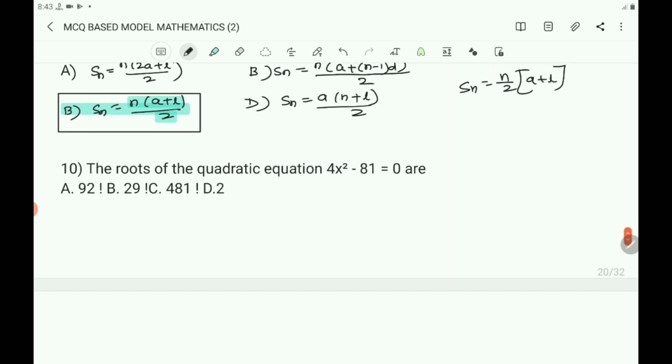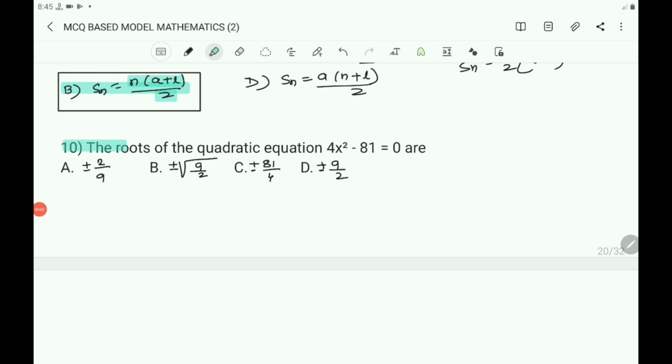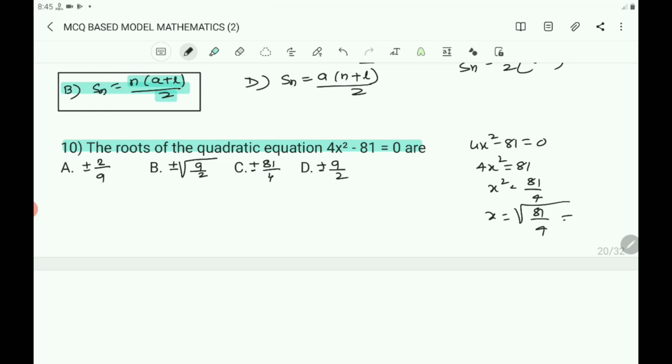Next question. Now the 10th question. The roots of the quadratic equation 4x square minus 81 equals 0 are? Children, directly you solve the value of x here. 4x square minus 81 equals 0. Then you transfer that 81 to the RHS, that becomes 81. Then x square equals 81 by 4. So you will get x equals square root of 81 by 4, and you must know the square root of 81 and the square root of 4.